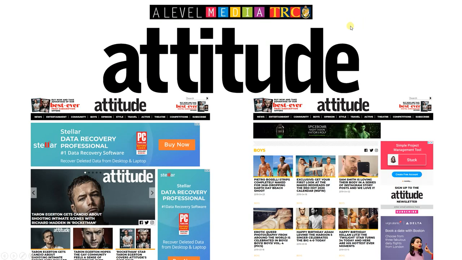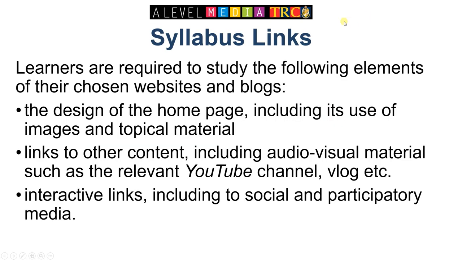Hello, Rob Venn here, and today we're going to be looking at Attitude magazine. This is for component 2 of A-level Media Studies, Media in the Online Age.